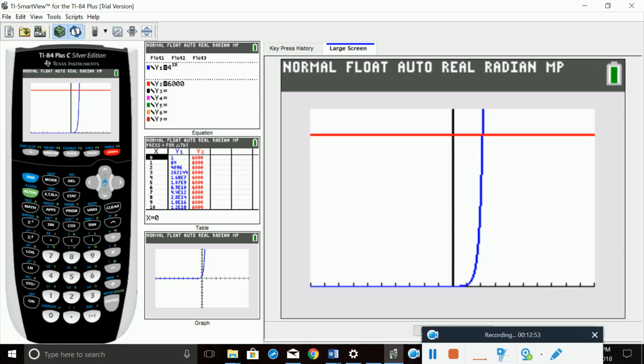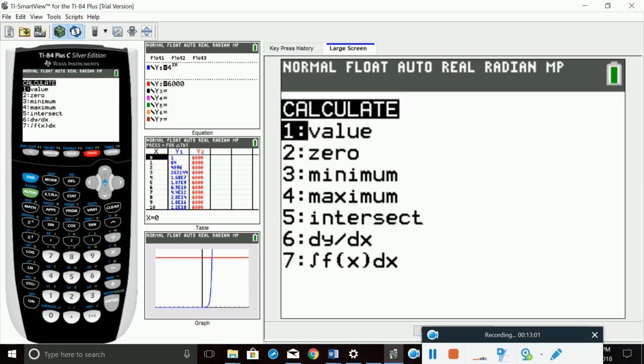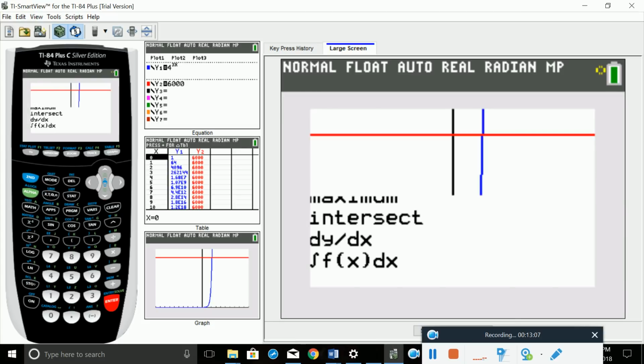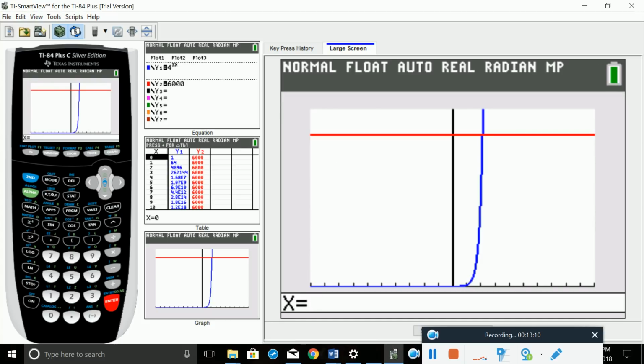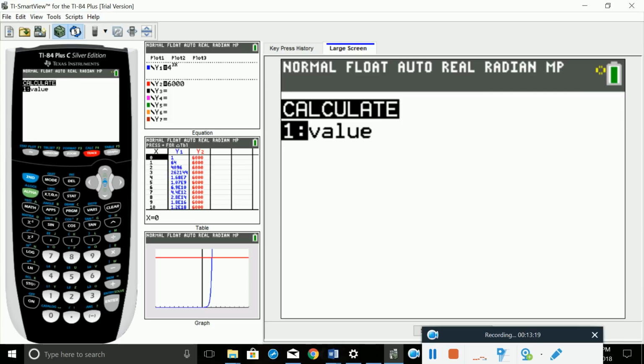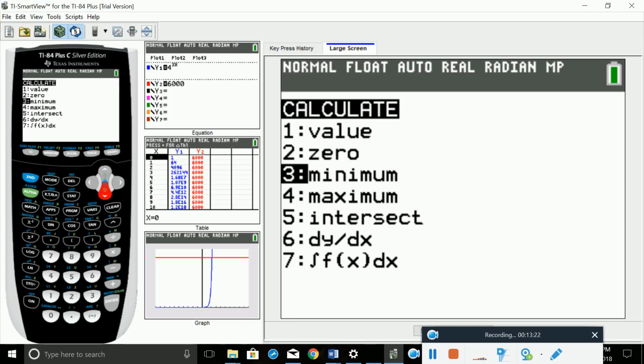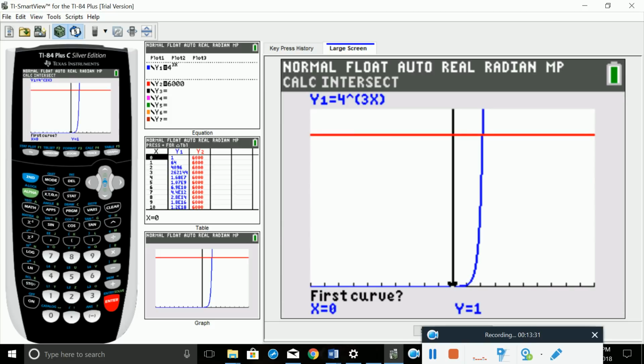What we're looking for is the x value where those two lines cross. So you're going to hit second trace to pick up the calc. And I'm going to go down to intersect and hit enter. And it's going to ask you a couple of questions. It should ask you for first curve and second curve. Second calc, intersect, enter. Okay. It asks me if I'm on my first curve.